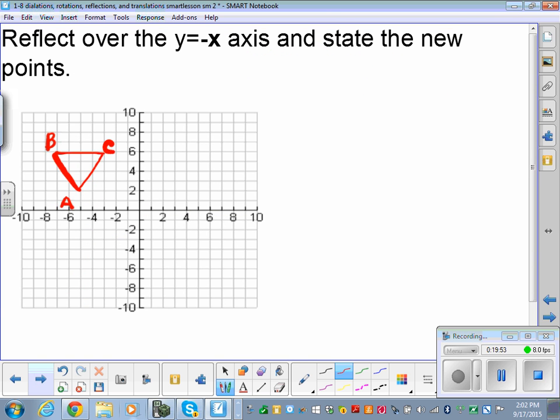Okay, I'm going to change this one. It says reflected over the line y is equal to negative x. I'm just going to do y is equal to x. Y is equal to x is different than the x-axis or the y-axis. It's the line y is equal to x. So that's this line. I have to draw it perfectly though. Notice I have a perfect slope of 1 as I draw this.